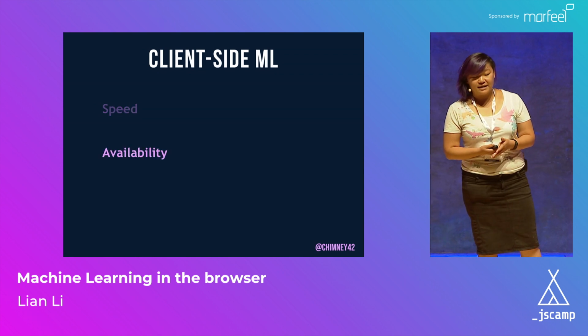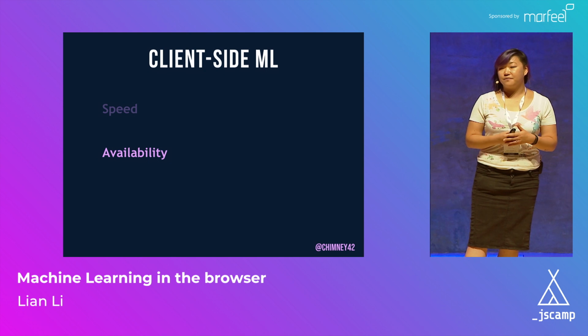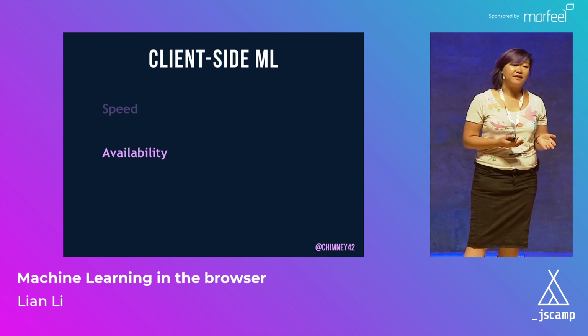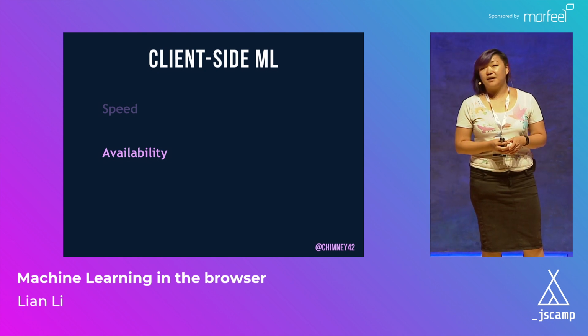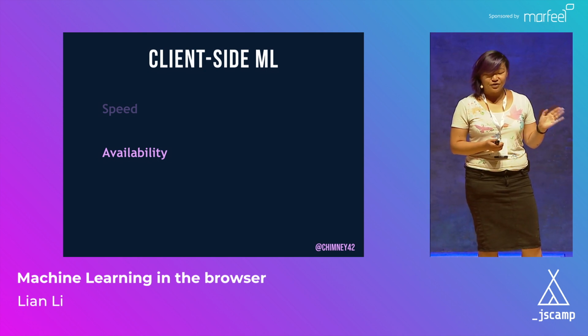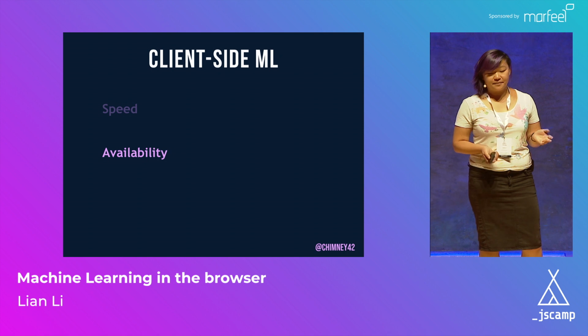The other thing is availability. Similar to speed, there's also sometimes the issue that you don't have an internet connection right now, so you still want to use your machine learning algorithm. And when it's on the client side, you will have it available all the time.